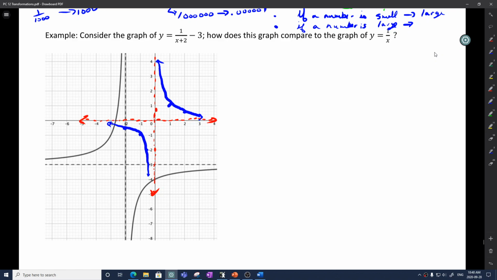All right, I'm going to be starting this next example. And by the way, I think this next example is wrong. Considering the graph y is equal to 1 over x plus 2 minus 3, how does the graph compare to the graph of y is equal to 1 over x?